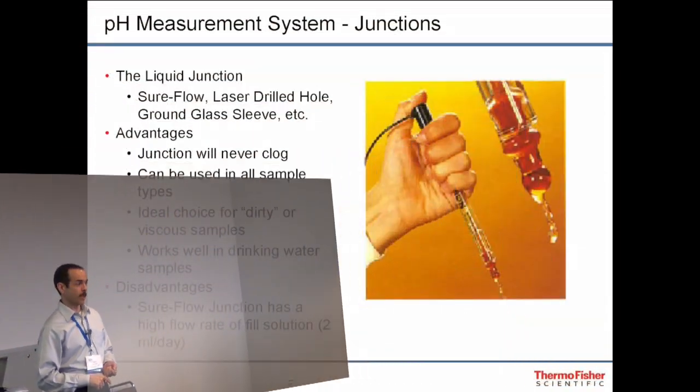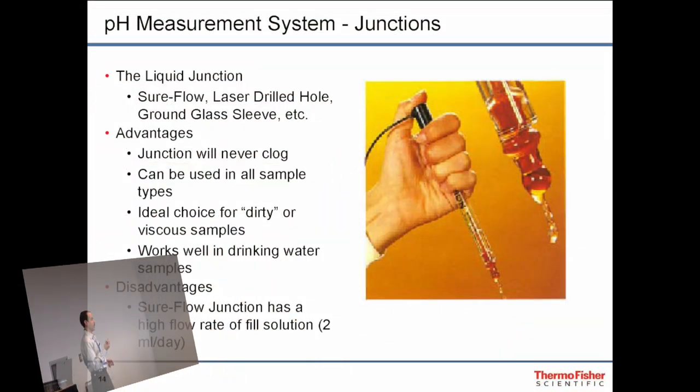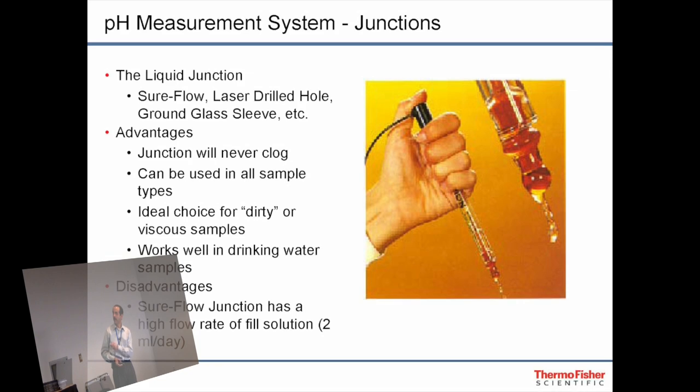The last type of junction is called a liquid junction. And with a liquid junction, you have no material that can clog. It's basically the liquid inside making direct contact with your sample outside. In this case, this is the body of the electrode making contact with sort of the inner body. And this is an example of a flushable liquid junction electrode. So it's like a pen. You hit the cap on that electrode, it pulls the bottom apart, and it drains out. So there's no junction to clog. This is an electrode that you cannot clog.